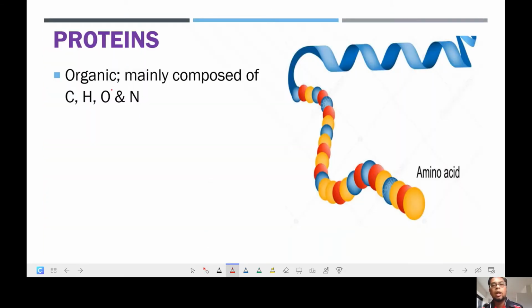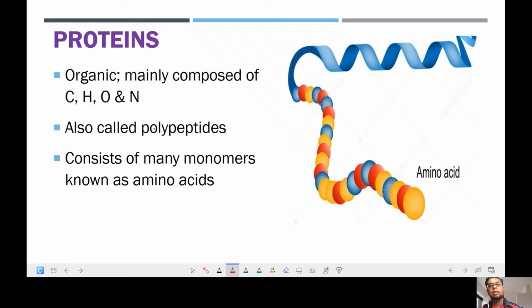Proteins are organic molecules, meaning that they consist of carbon, hydrogen, and also oxygen. And another type of atom that is also included in the proteins will be the nitrogen. Proteins are also called polypeptides, in which this molecule consists of many monomers which are known as the amino acids.